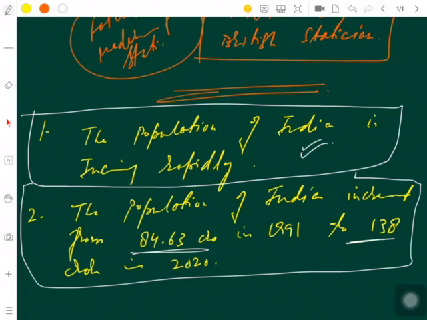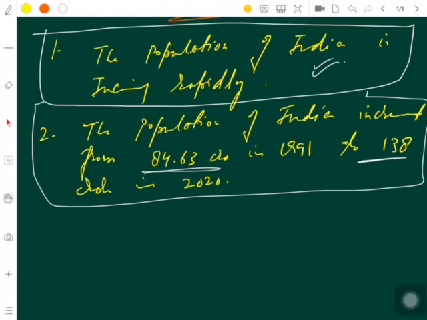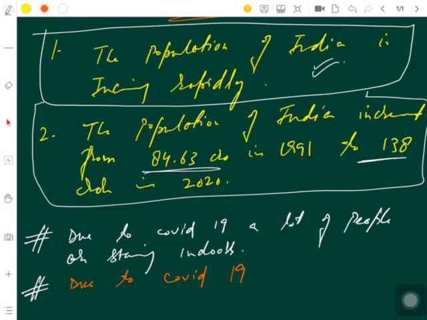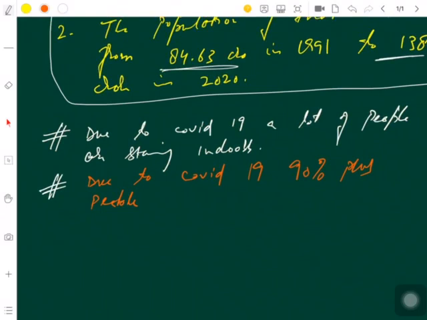I'll write a statement here, which is happening this time: due to COVID-19, a lot of people are staying indoors. Same statement I can say in another way: due to COVID-19, 90% plus people are staying indoors. Take your time, and here I'll complete this lecture.